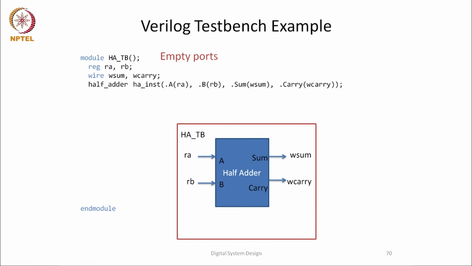For giving the input, we have to define RA and RB. So we have to declare those signals or wires. In our test bench, whatever is the input, we will define it as a reg type, and whatever is the output, we define as a wire.